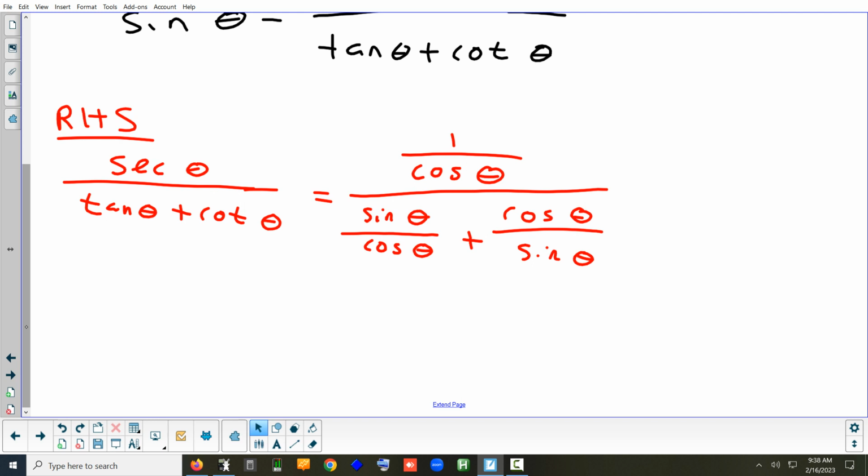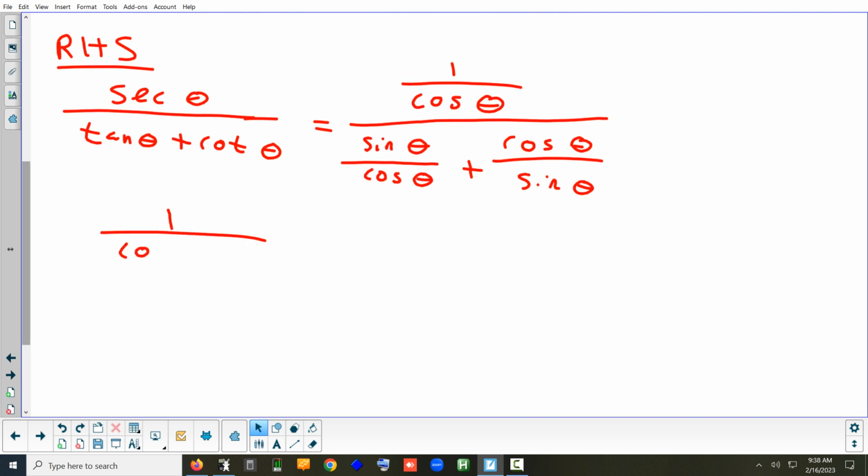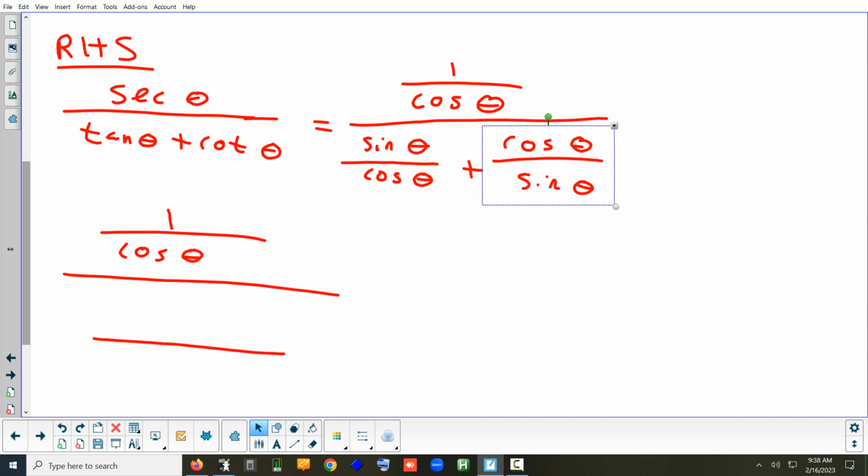Okay, there's not really a lot you can do with the top, okay? But in the bottom, I have two separate fractions. Sine over cosine plus cosine over sine. What do I need if I want to put those fractions together? Yeah? Common denominator. I need a common denominator. Okay, so let's keep the top. What is the common denominator of those two fractions? And you find it the same way you would find it if it were numbers. Yeah? Sine times cosine. Just like if these were numbers. Common denominator is the product of the two.